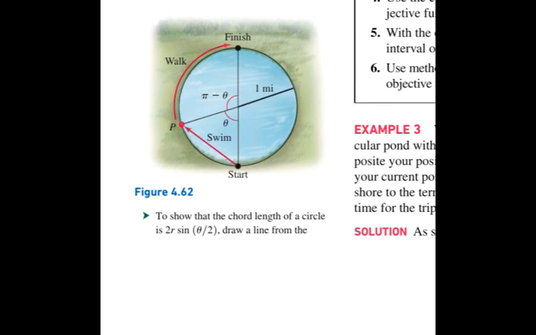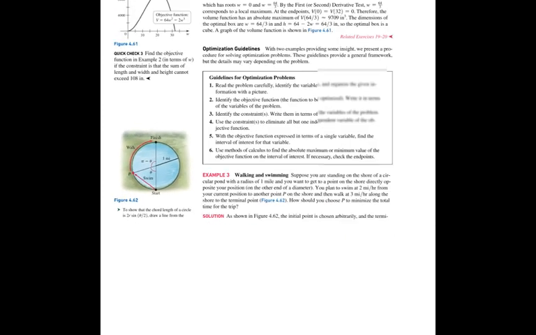So we have our starting position. We're going to swim and then walk. So how do we choose that point P to optimize? Okay, let's get a sense. Let's do this again. We're standing on the shore of a circle with a radius of 1 mile. We want to get to a point on the shore directly opposite at the other end. We plan to swim at 2 miles per hour. So it sounds like distance equals rate times time to another point P. Then walk at 3 miles per hour. Let me think about this one.